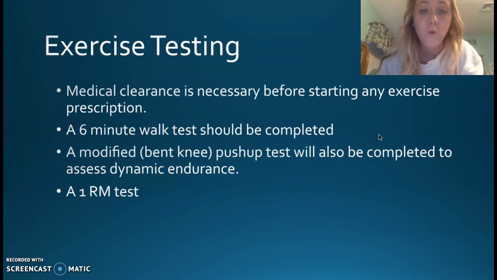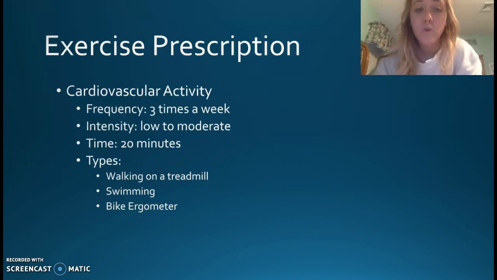Also, we will be completing a 1RM test, and this will test the client's dynamic strength. So for Connie's exercise prescription, there's cardiovascular activity. Following the FIT principle, it is important to start with at least 3 days a week for cardiovascular activity.